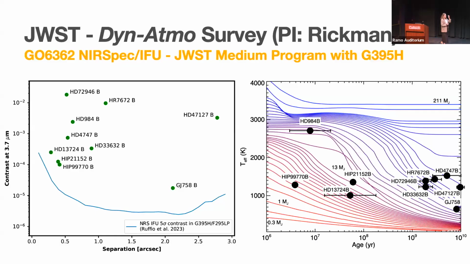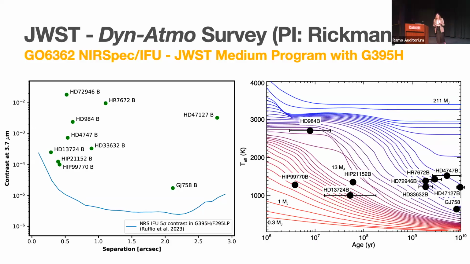Off the back of that workshop, one of the things that came from it was putting together this survey that Alex spoke about yesterday, what we're calling the DynAtmo survey, with a dynamical mass part and an atmospheric part. This is 10 benchmark brown dwarf systems, and what you're seeing on the right are the effective temperature and age cooling tracks and how these different systems sit on those cooling tracks.